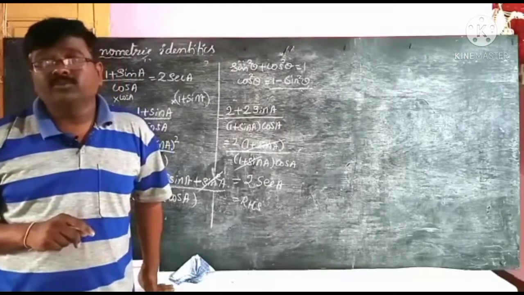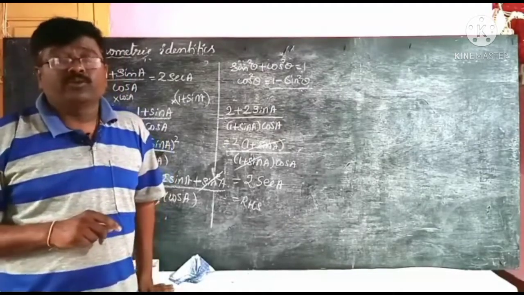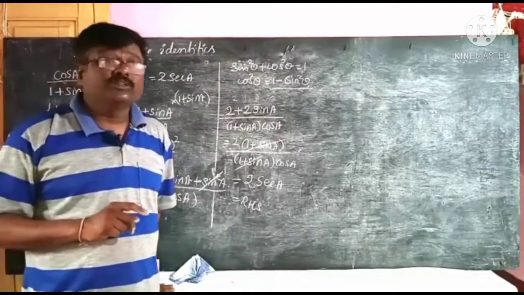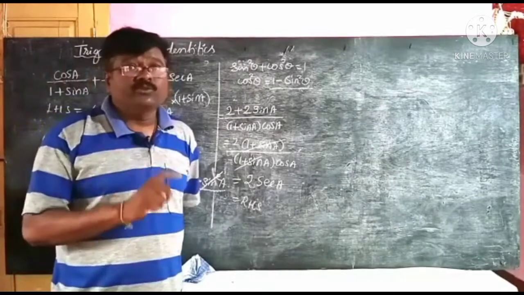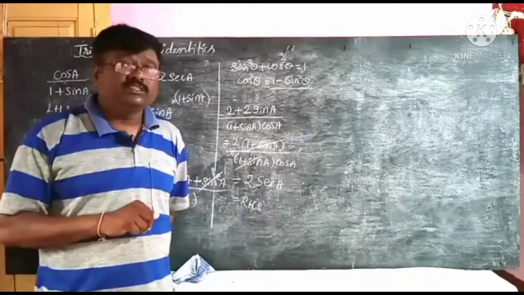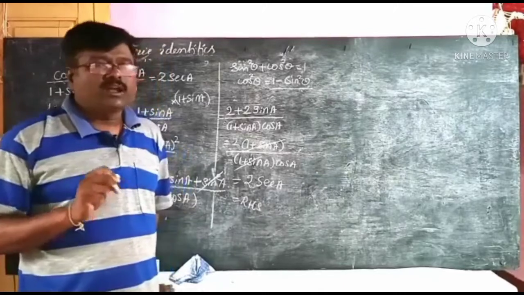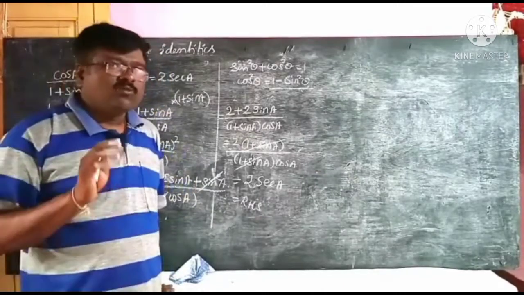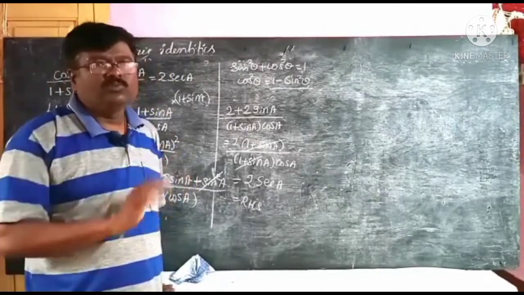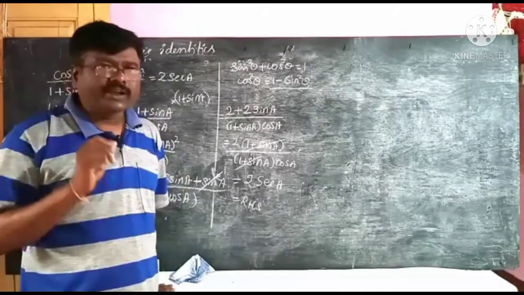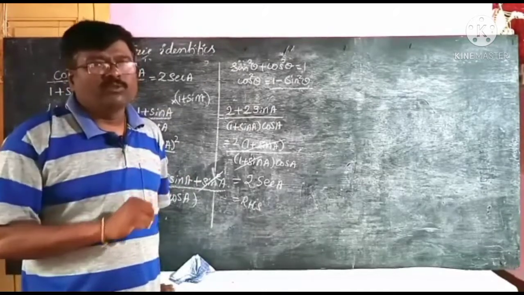Solve the trigonometric identity problems. It is easy to obtain 3 marks in the examination. It is not a difficult question. It is a very easy chapter, and easy problems are asked in your examination. Just keep all these points in your mind and try to solve the problems.